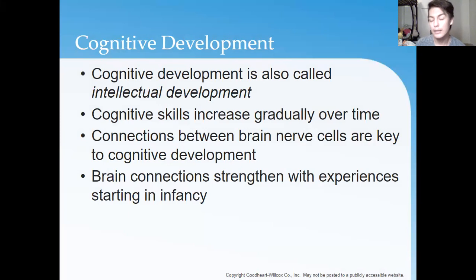Cognitive development develops over time. This is not just toddler age kids or middle school age. No, this is over time that increases. And cognition has connections between brain nerve cells, which are key to cognitive development. So our brain plays a big role in cognitive development. Brain connections are strengthened with experience starting in infancy. So yes, we do start developing our cognition from infancy.